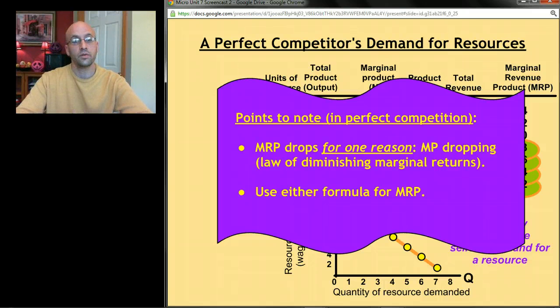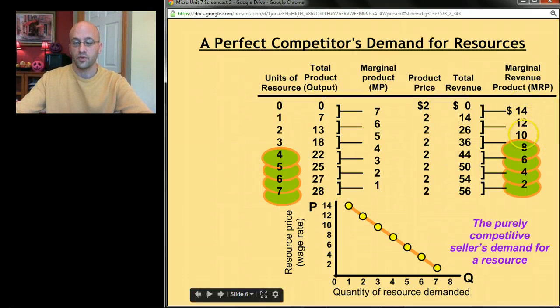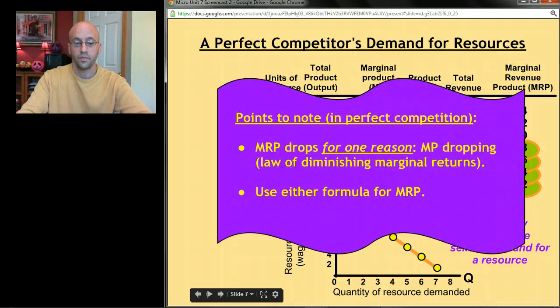And remember that marginal product drops because of the law of diminishing marginal returns. Workers eventually get crowded, bump into each other, miscommunicate. In other words, these numbers are dropping simply because these numbers are dropping. And again, marginal product drops because of the law of diminishing marginal returns.